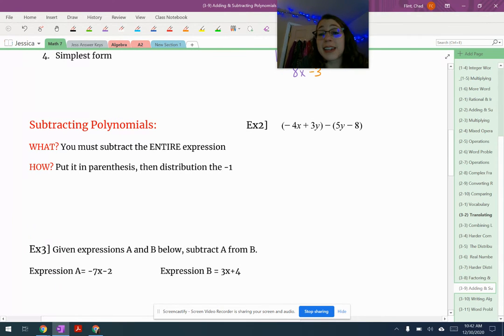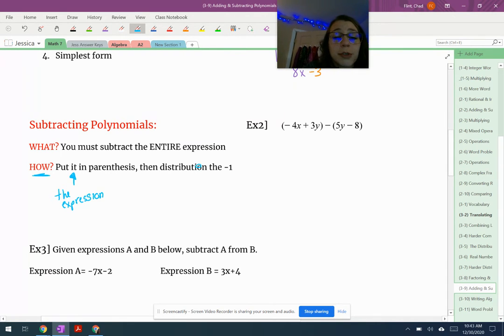In subtracting polynomials, it's important that you're subtracting the entire expression and not just the first piece. And it's important that we do that. How? By putting it in parentheses. When we say it, I mean the expression. We put the expression in parentheses and then distribute the -1.